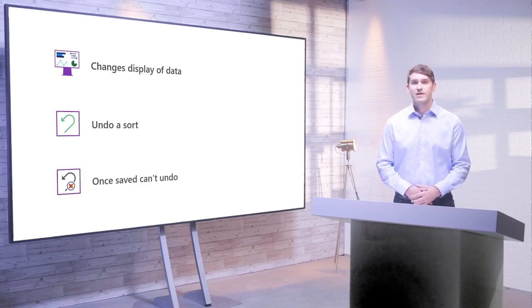Finally, data will be saved in the order you sorted it in. This means that if you need to undo a sort, you can only do it in the same session as when the sort was applied. Let's have a look at how to do this by sorting data in Excel.